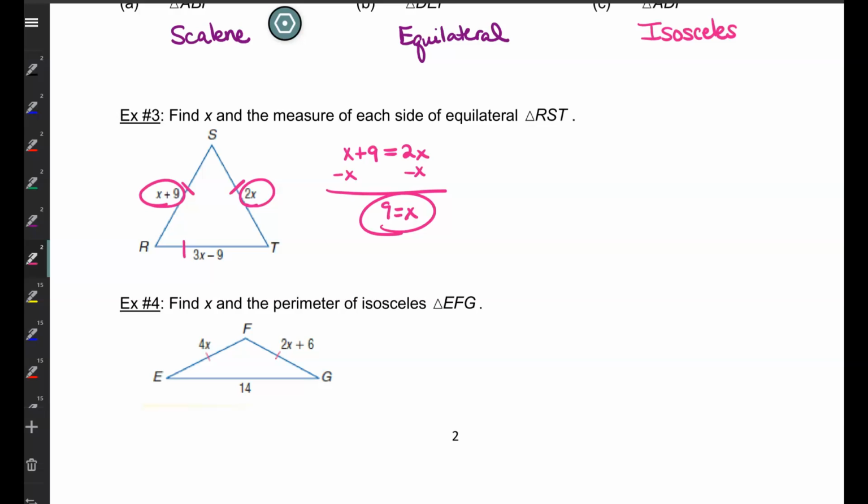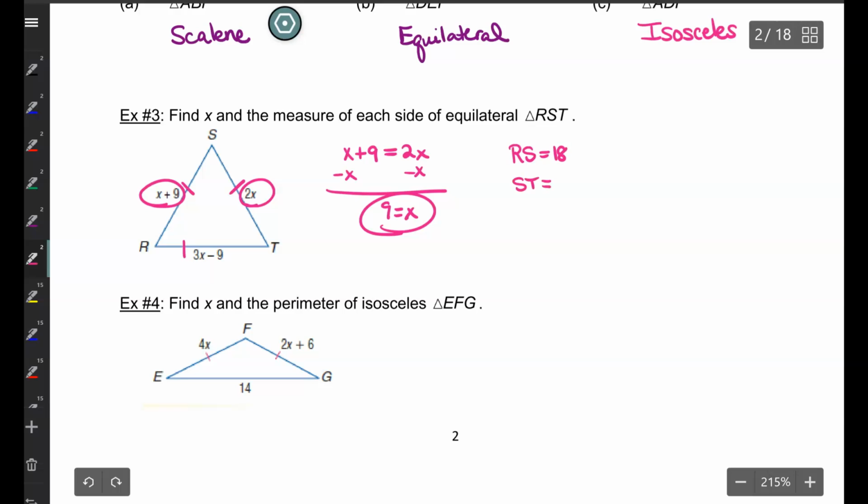And then since I want to find the value of each side, I'm just going to plug that 9 back in. So if I do 9 plus 9, RS is 18. ST, 2 times 9 is 18, and RT, 3 times 9 is 27, minus 9 is 18. So here are the three side lengths.